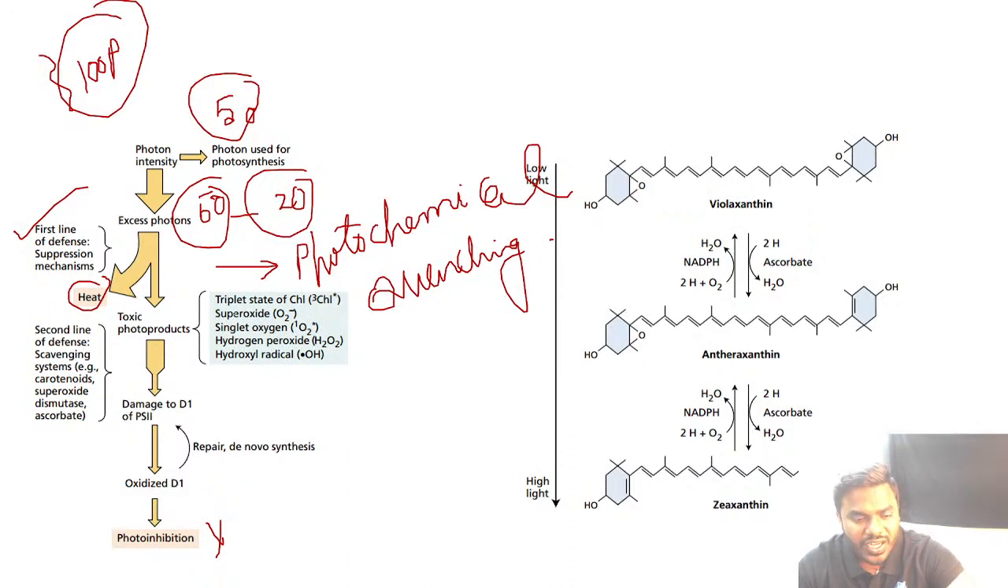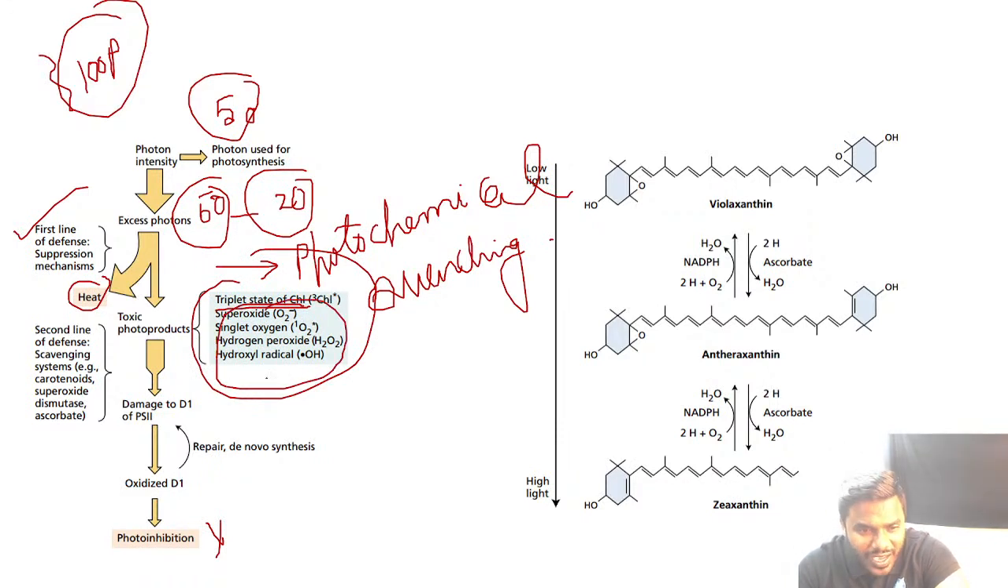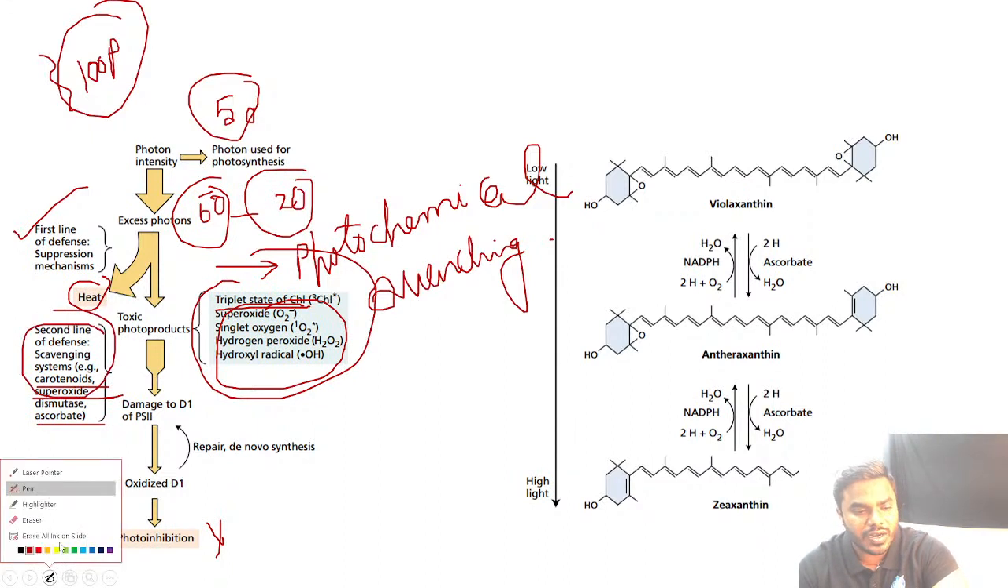So here 20 photons are over, 30 photons are left. What will the 30 photons do? They will activate the triplet state of chlorophyll. They will activate all the free radicals. Now we have to inhibit these free radicals. How can we inhibit the free radicals? By using carotenoid, superoxide dismutase, ascorbate. What are these? Second line defense mechanism.